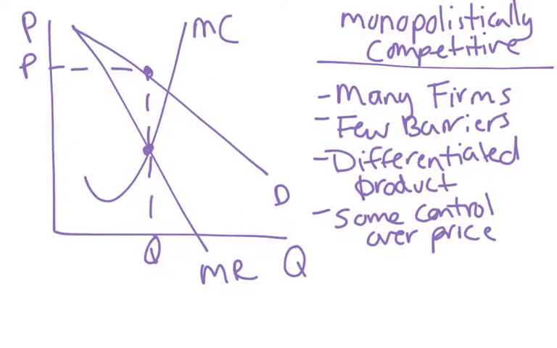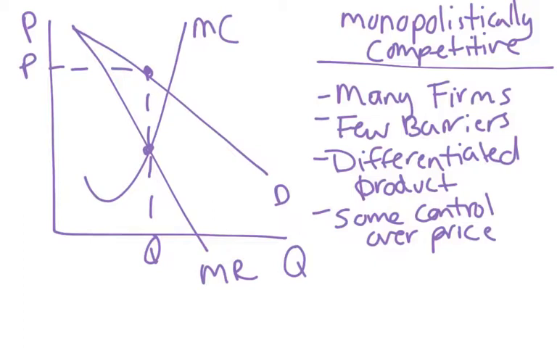The next market structure we're going to talk about is monopolistic competition. That is in between perfect competition and a monopoly. They have many firms and few barriers to entry, just like perfectly competitive markets, but they do have a differentiated product that's more like a monopoly, and they do have some control over price. The graph for a monopolistically competitive market is the same as a monopoly. Usually the demand is going to be more elastic, meaning more flat, because they won't have as high a price as a monopoly, but you can still draw it the same way.